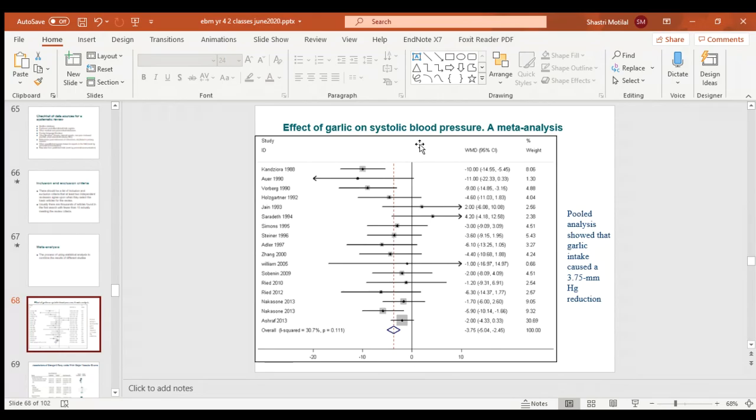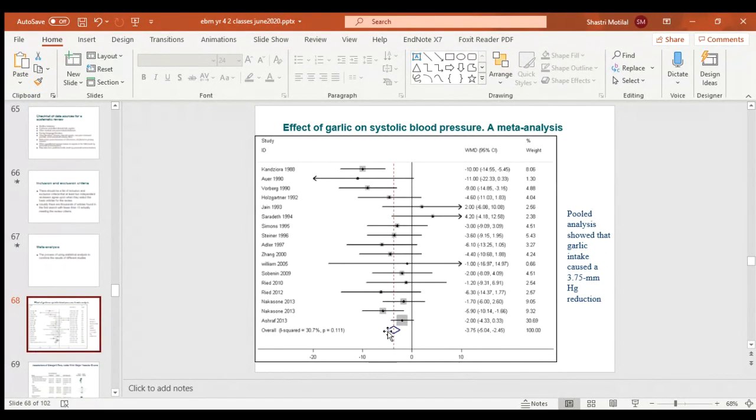So what they do is combine all these studies, and overall, this diamond represents the overall result. Does this diamond include the value of no effect? Does it touch this line of 0? No. This diamond is minus 5 to minus 2. So this tells us that when you combine all these studies, overall garlic reduced blood pressure by a tiny amount, probably 2 to 3 millimeters of mercury. Definitely statistically significant.